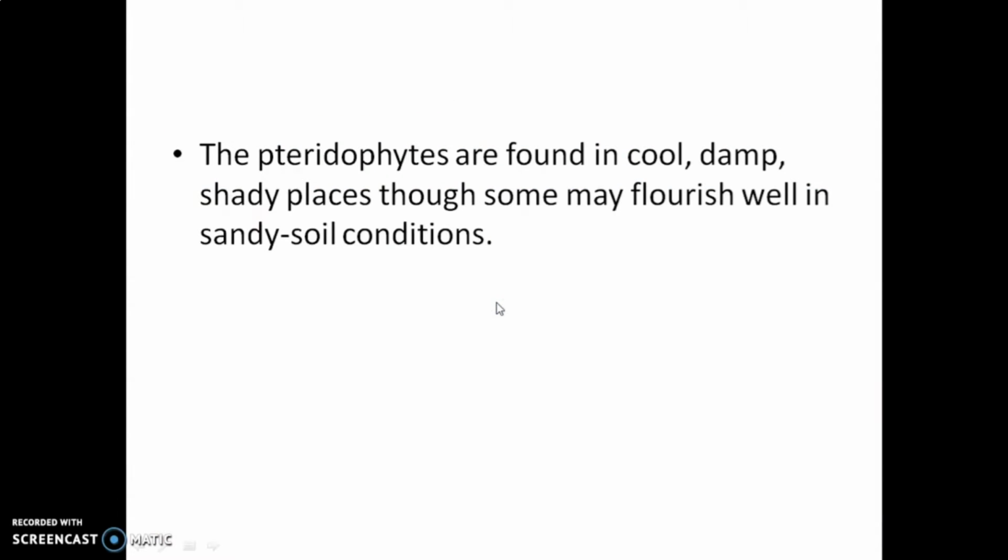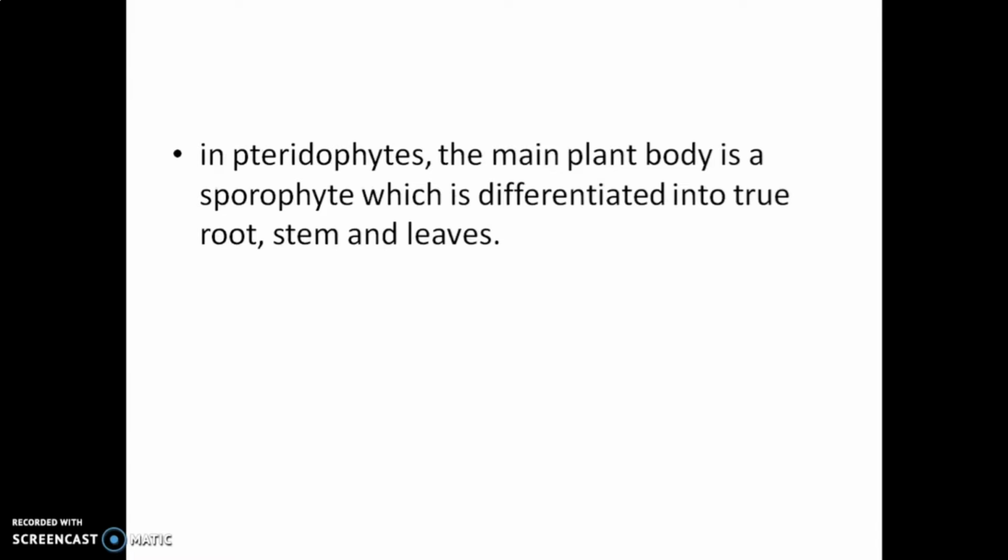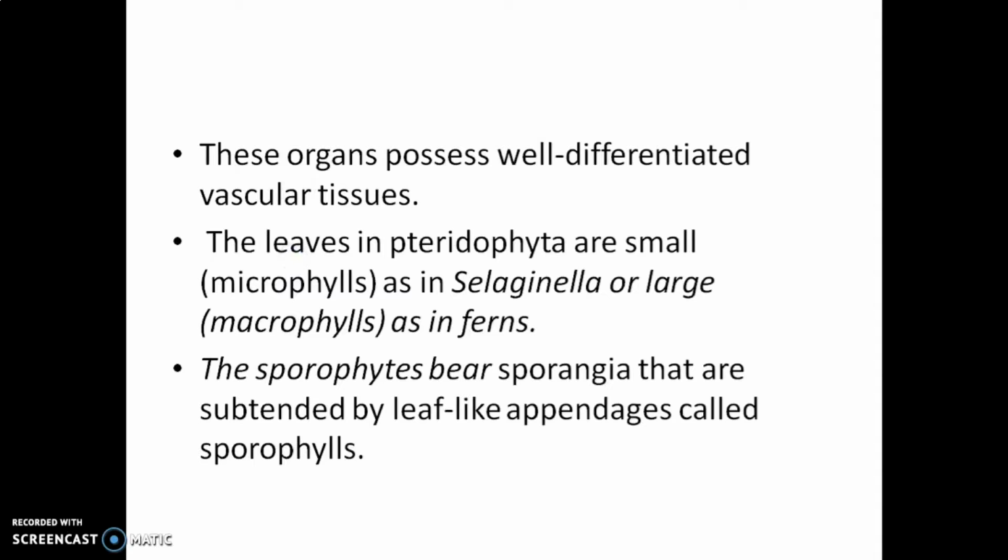Then the pteridophytes are found in cool, damp, shady places, though some may flourish well in sandy soil conditions. In pteridophytes, the main plant body is a sporophyte, which is differentiated into true root, true stem and true leaves. While explaining about bryophytes, we discussed that true root, true leaf and true stem are absent in them, but pteridophytes are having them. These organs possess well differentiated vascular tissues too. That means they possess xylem and phloem.